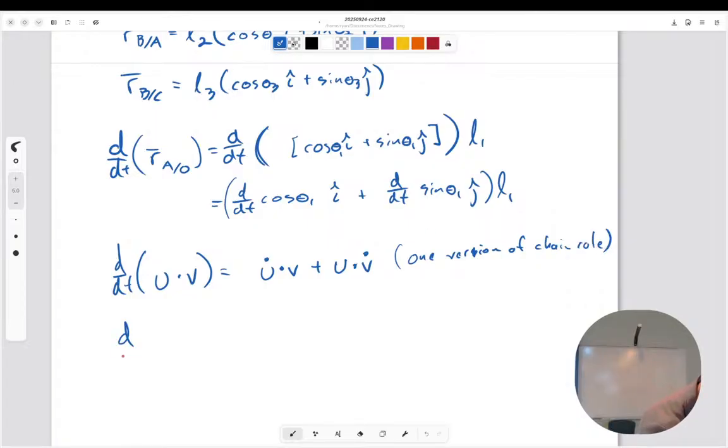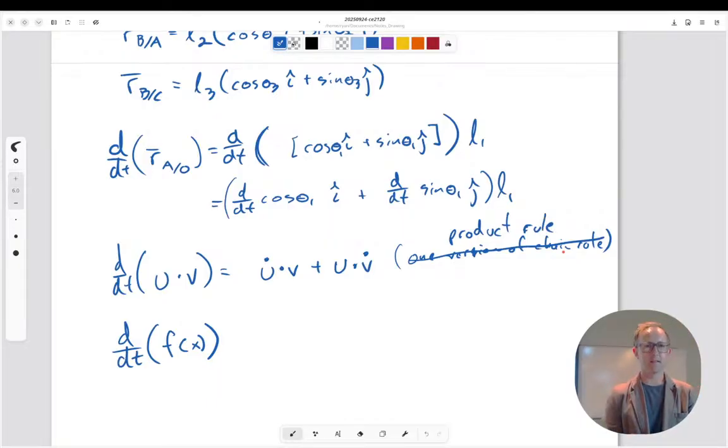Another one is, if I'm trying to take the derivative of f of x, my function is not a function of time, it's a function of x. Yeah, that one is the product rule. Product rule, there we go. I think product rule is kind of an application. It would be more like if you had a cosine of 2x.